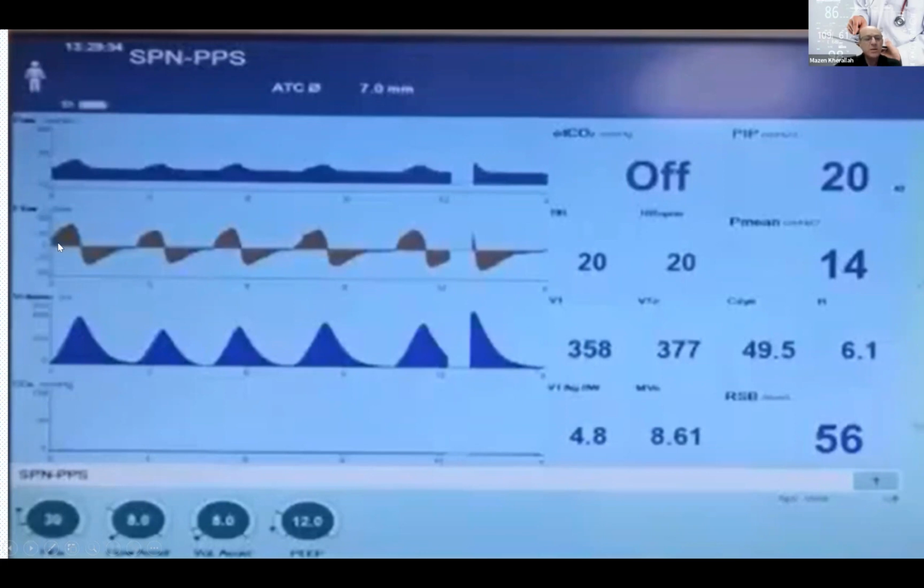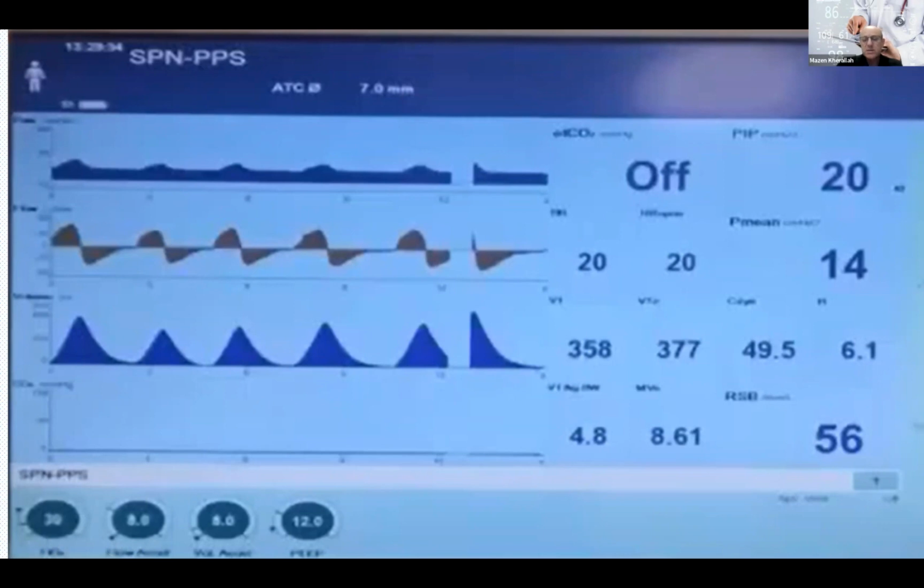Let's just take a look here. This is the flow and this is the pressure. You can see here a flow assist of 8 and volume assist of 8. We can see that the pressure over time is like the fish fin that we would like, and the flow is very close to sine wave, and the volume that is generated with this is 350. Look at the RSPI, it is 56. We like to see it between 40 to 60 for RSPI.